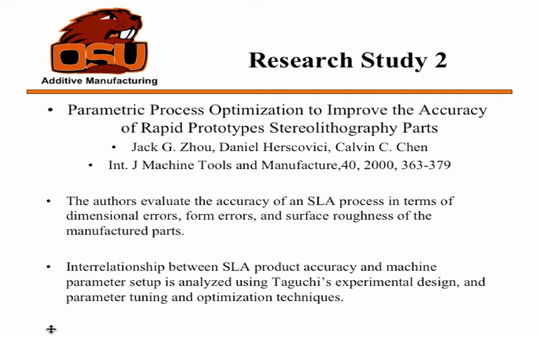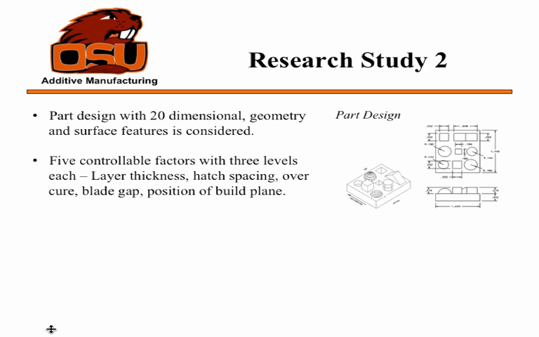The next one is more about dimensional accuracy, form factor, form errors, and surface roughness. In this one, they have a part which has 20 different dimensional, geometric and surface roughness values. Their part is kind of complicated, which gives you a lot of analysis to do. They're using Taguchi's method as usual. It's the same thing. In this one though, they're using 5 controllable factors with 3 levels each: layer thickness, hatch spacing, and this is where they bring in overcure, blade gap, and the position of the build plane.